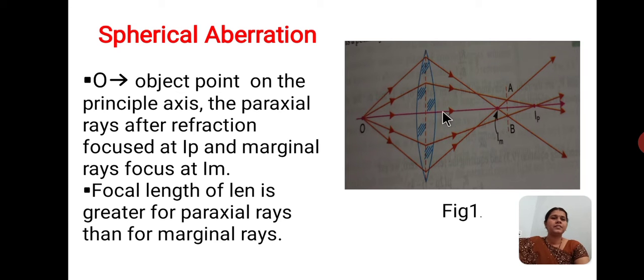So here the monochromatic light undergoes refraction, so paraxial rays meet at the point IP and marginal rays meet at the point IM. The focal length for the paraxial ray is greater compared to the focal length for the marginal ray. Focal length means the distance from the center of the lens to the point IM. This is the focal length for the marginal ray and this is the focal length for the paraxial ray. From this figure we can say that the focal length for the paraxial rays is more than for the marginal rays.